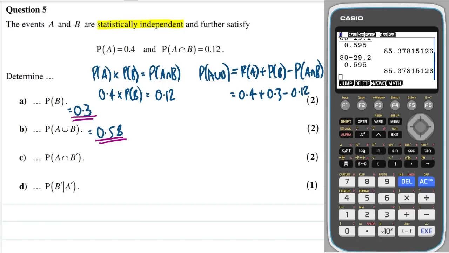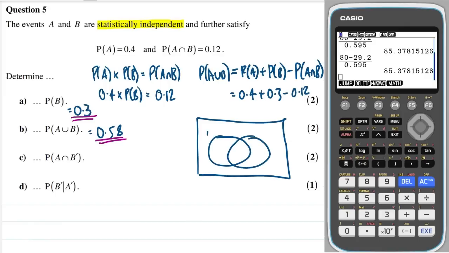Okay, next one I'm going to draw a Venn diagram. I'm going to put A here, I'm going to put B here. So what do we know so far? We know the intersection is 0.12. We know the probability of A is 0.4, so this gap here must be 0.28 to make A 0.4. And we know B is 0.3, so this must be 0.18 to make the B part 0.3. And therefore we know that the outside must be 1 minus the union, so that is 0.42.